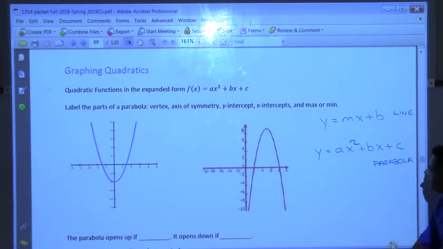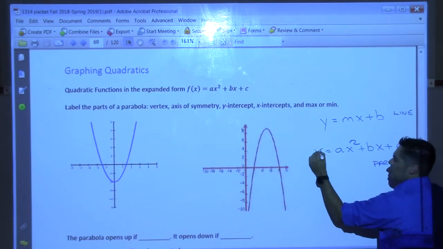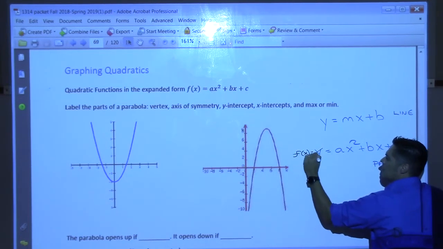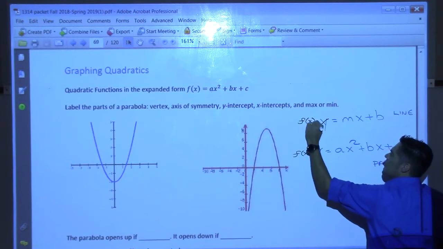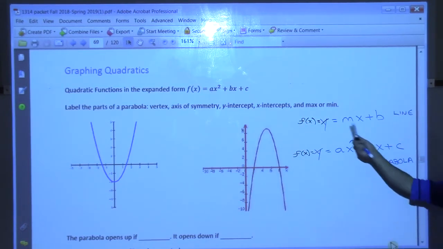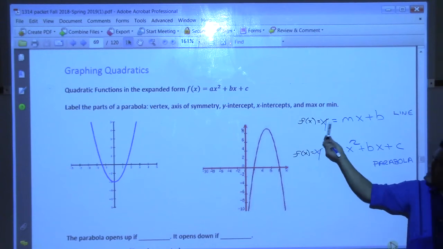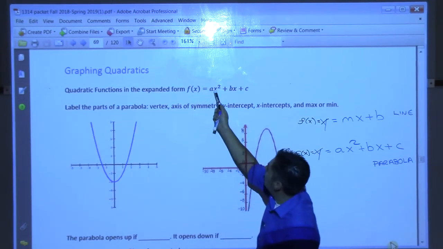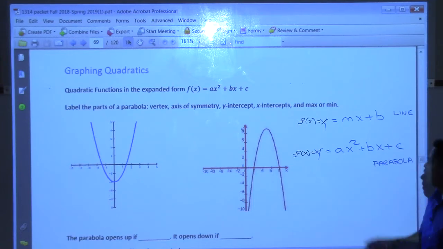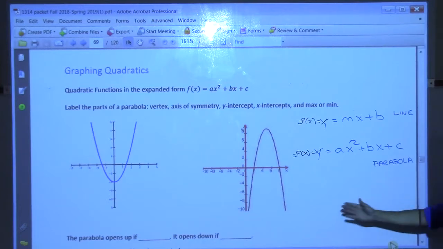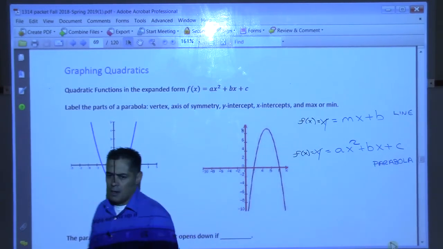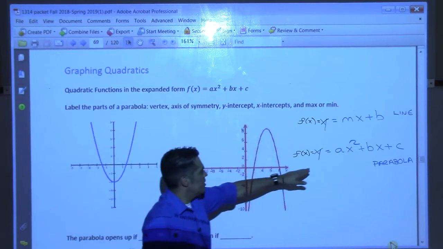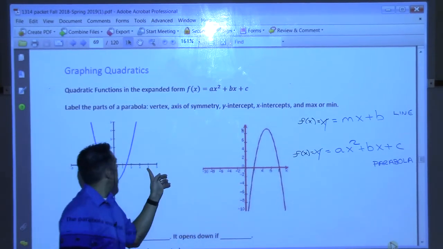Now, this y, you can just replace it with f of x. And it's just a different notation. All it says is that this is a function of x, but it's the same as y. So I want you to just look at that notation f of x as being y, all right? So when we see here quadratic functions in the expanded form f of x equals ax squared plus bx plus c, we are talking about quadratics, which when we graph them, we say look like parabolas. And this is what they're going to look like right here. Whenever we have a quadratic function like this, it's either going to look like this or it's going to look like that.